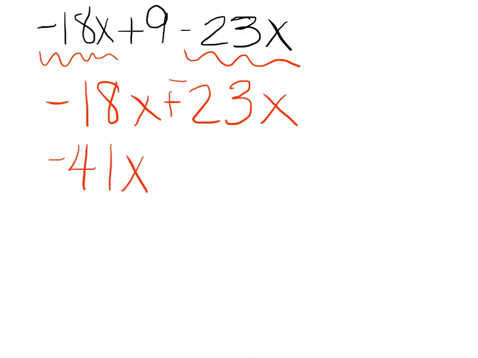-41x. So now we have to go up and get our lonely little 9 that we left by itself, and we're going to take the sign with that as well. So our answer is -41x plus 9. Now this is what's called an expression. Expressions do not have equal signs. Expressions also sometimes don't give you an answer for the variable. So in this case, x is a part of our answer. We don't know what x is, but our answer in simplified version is -41x plus 9.